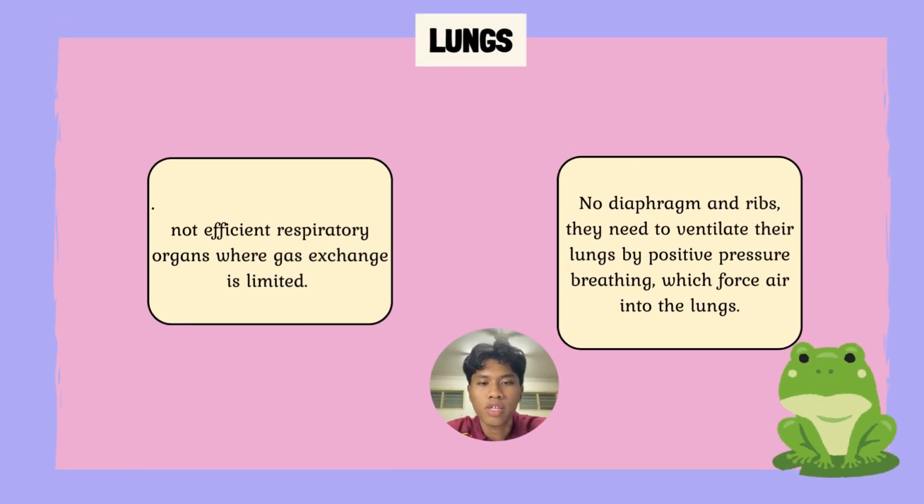So these are the pros and cons of using lungs for amphibians. The pros is no diaphragm and ribs. They need to ventilate their lungs by positive pressure breathing, which forces air into the lungs. For the cons, the lung is not an efficient respiratory organ, where gas exchange is limited.